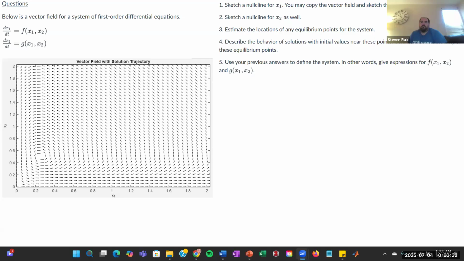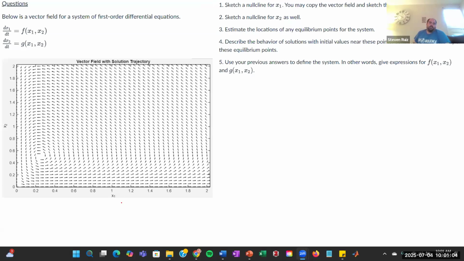All right, let's look at discussion question number 9. What I've given you is a vector field for a system of differential equations. The thing we want to start with is estimating, from this vector field, where the null lines are. Starting with x1, we're going to estimate where dx1/dt is equal to 0. On a vector field, what is that going to look like?